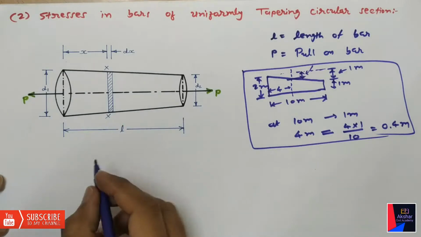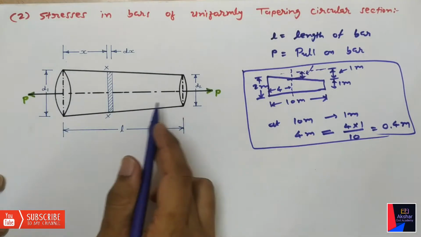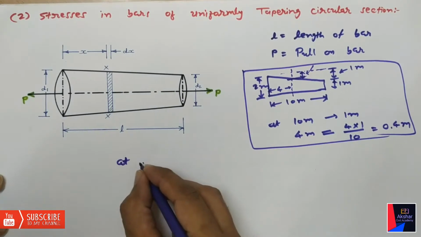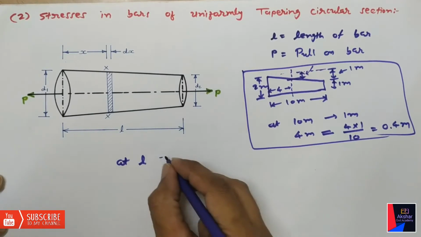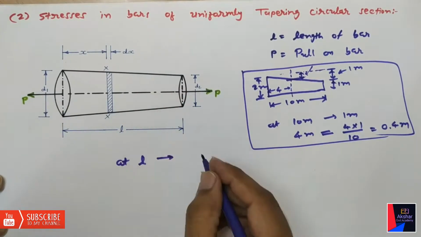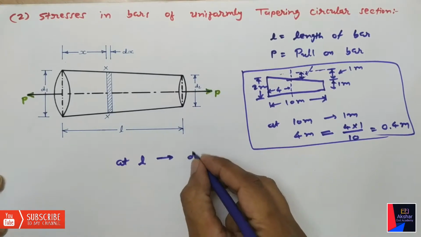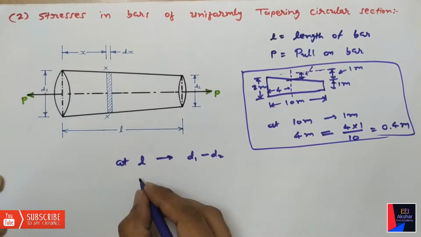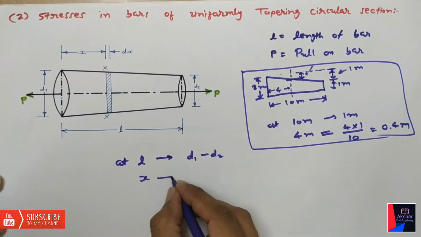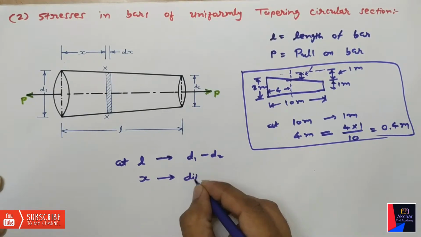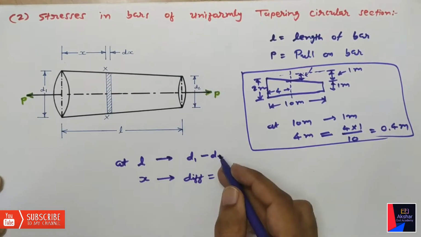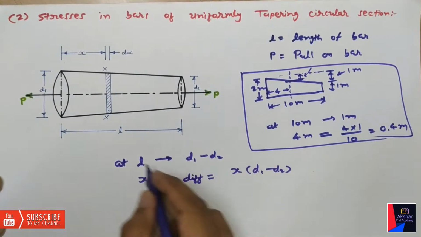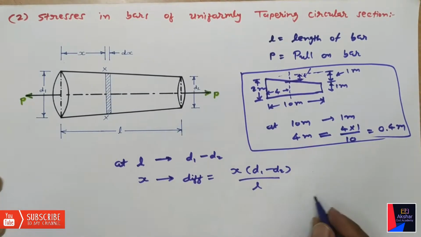So let us first discuss the difference. We can write that at L the difference is d1 minus d2, as we can see from the figure. So at x distance the difference will be equal to x multiplied by d1 minus d2, divided by L. This will be the difference.